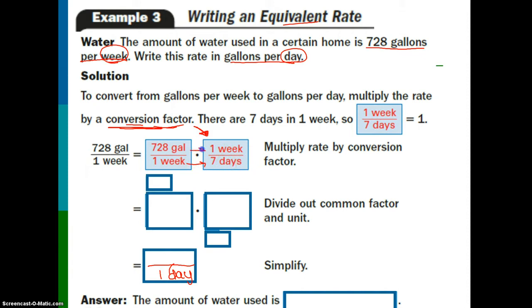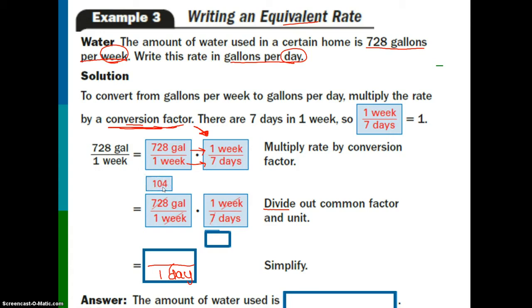Now just multiply straight across, or you could have divided out common factors, which is what they're going to do here. 728 and 7 both divide by 7. So you get 104 times 1 and 1 times 1. You have 104 gallons per day.